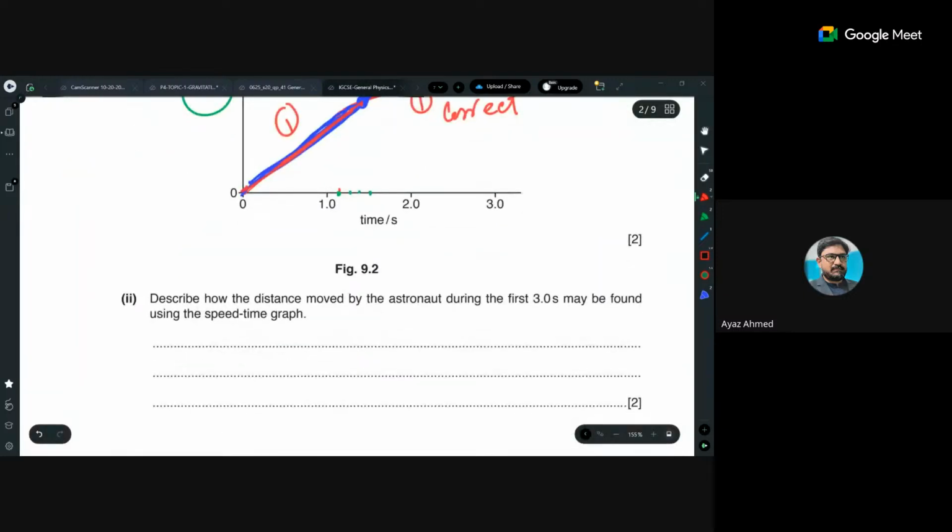Got it? Got it. Okay, describe how the distance moved by the astronaut during first 3 seconds may be found by using speed time graph. You are not supposed to calculate anything. It is just how will you find it. So how will you find it? By taking area under the graph.